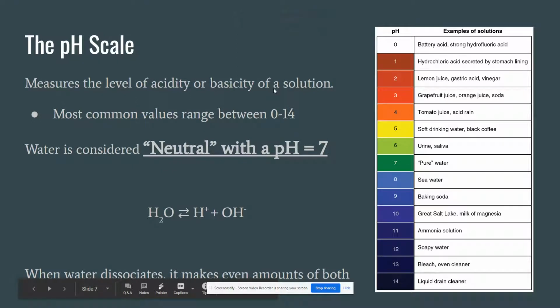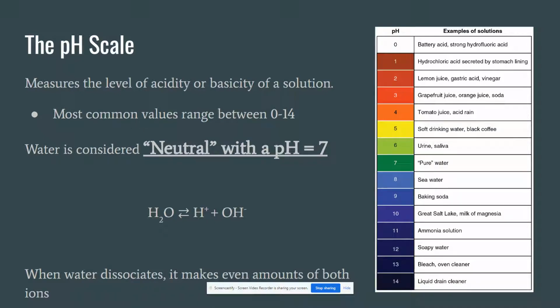So, to help us understand acids and bases, or rather to be able to quickly describe whether a solution is an acid or a base, we have something called the pH scale, which is a measure of the acidity or the basicity of a solution. It's a mathematical calculation for how much hydrogen ion or how much hydroxide ion is present in a solution. Now, the ranges are typically between 0 and 14, but there are no rules that say that you can't have negative numbers or numbers higher than 14. It's just most of the things we encounter are within this range.